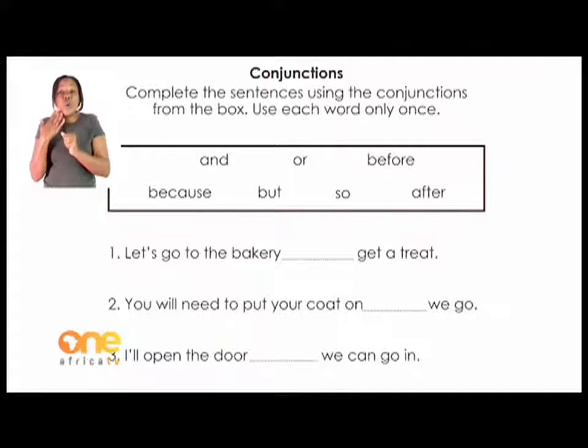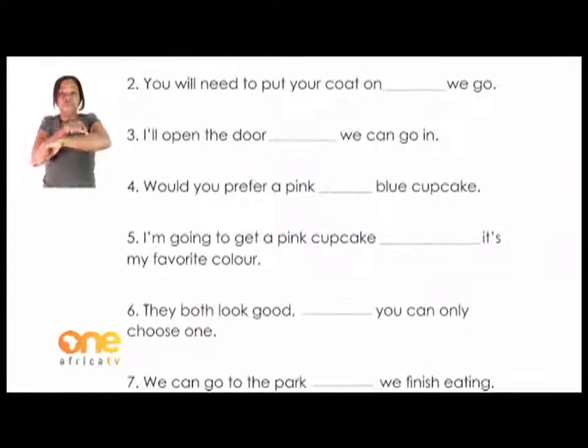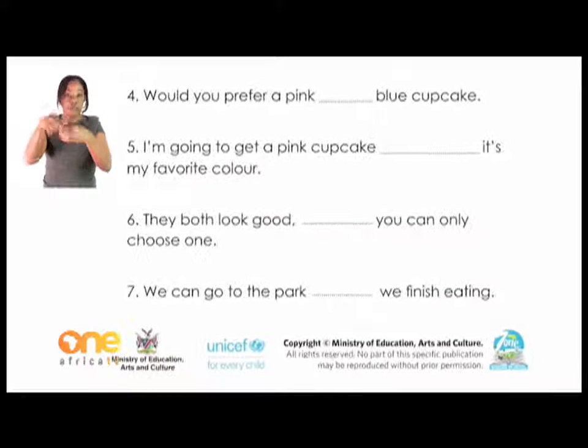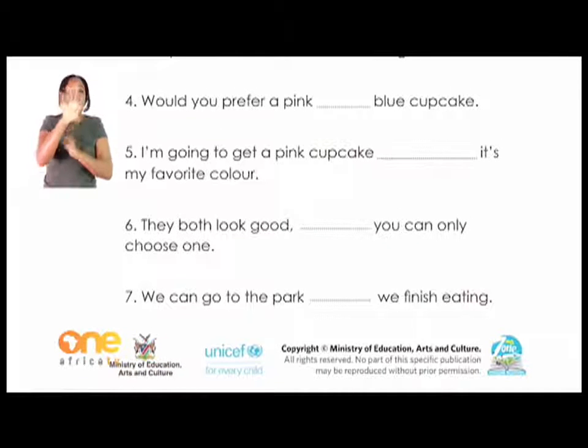Okay, number two, you will need to put your coat on. We go. Number three, I'll open the door. We can go in. Number four, would you prefer a pink or blue cupcake? Number five, I'm going to get a pink cupcake. It's my favorite color. Number six, they both look good. You can only choose one. Number seven, the last one, we can go to the park. We finish eating. Which conjunction do you think will best fit the statements?